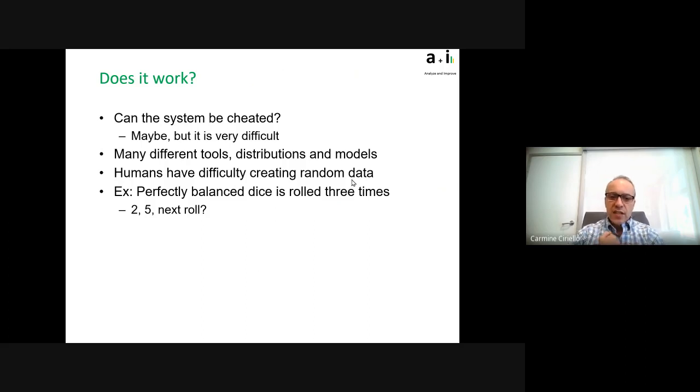The other reason why it's difficult, in case people are interested in this topic, is humans have difficulty creating random data. We always think we're good at it, so that we're able to cheat the system. But there are a lot of really good games and websites that help you play around with this. We inherently have difficulty creating random data.